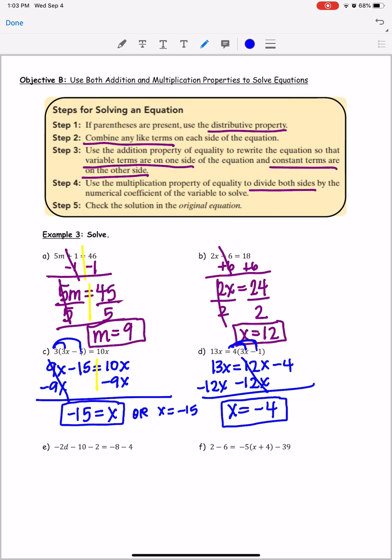Okay, on E, we have no parentheses, so I'm not distributing. So step 2, combine any like terms. So look at this side here. Is there any like terms to combine? Yes, we do this time. So I can't combine anything with this D, but we can do negative 10 minus 2. So I'm going to bring down my negative 2D. We said negative 10 minus 2 is negative 12 equals, can we combine anything over here? Yes, negative 8 minus 4 is negative 12.